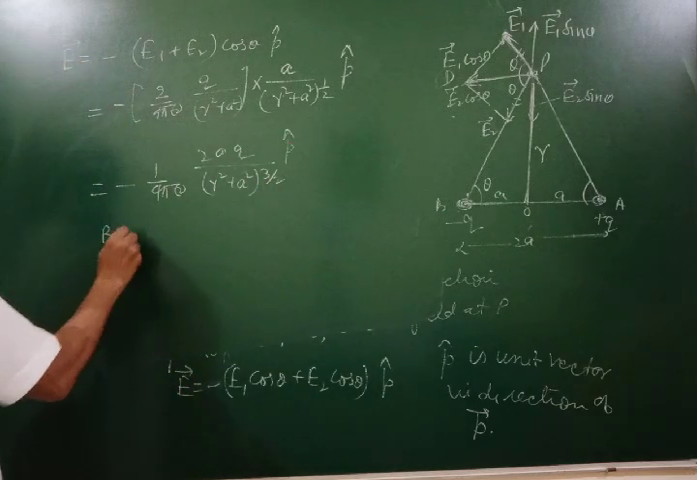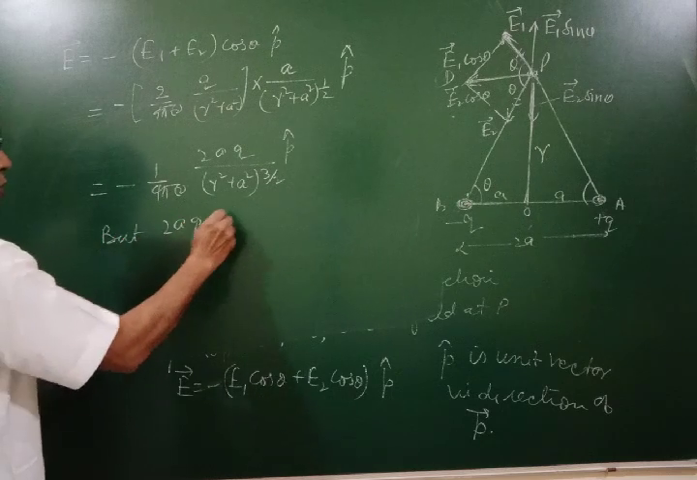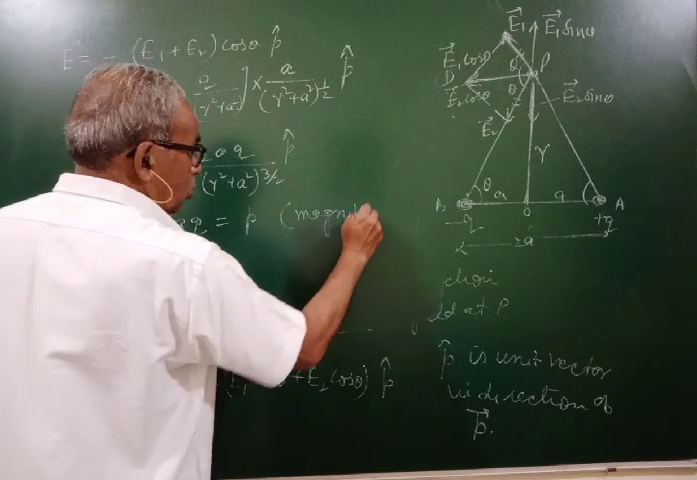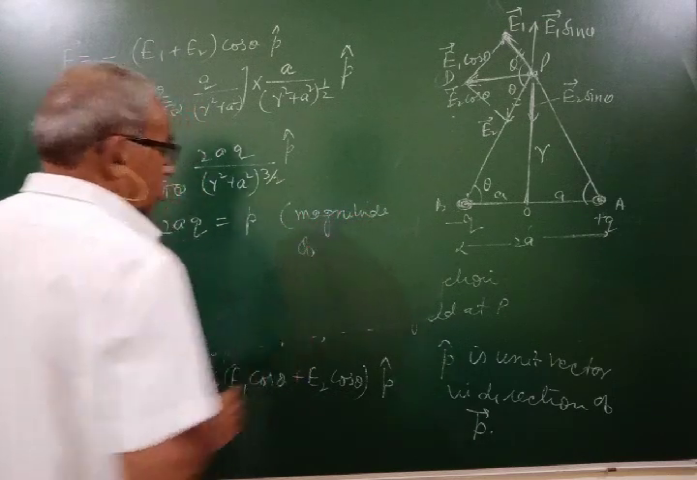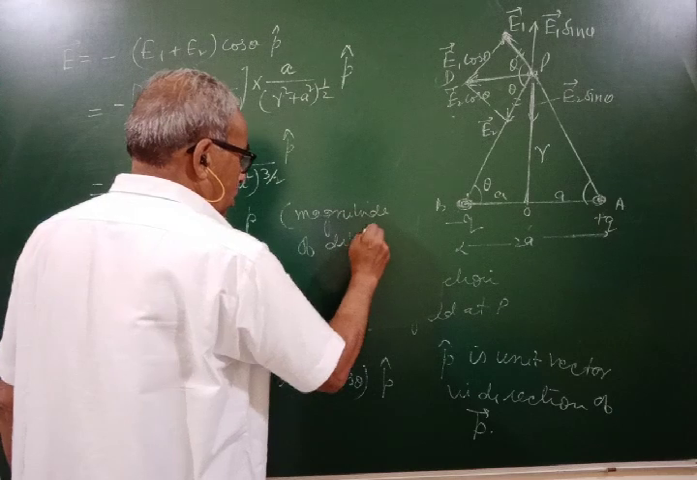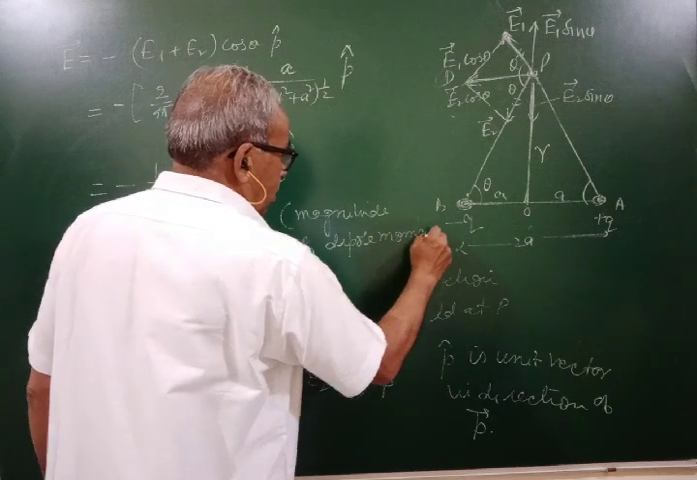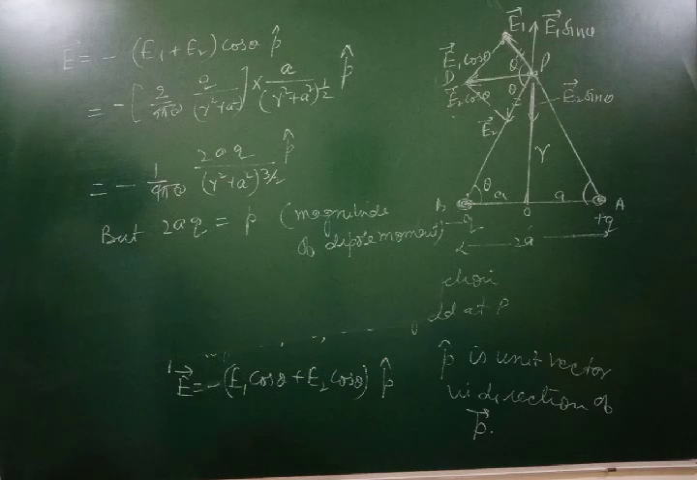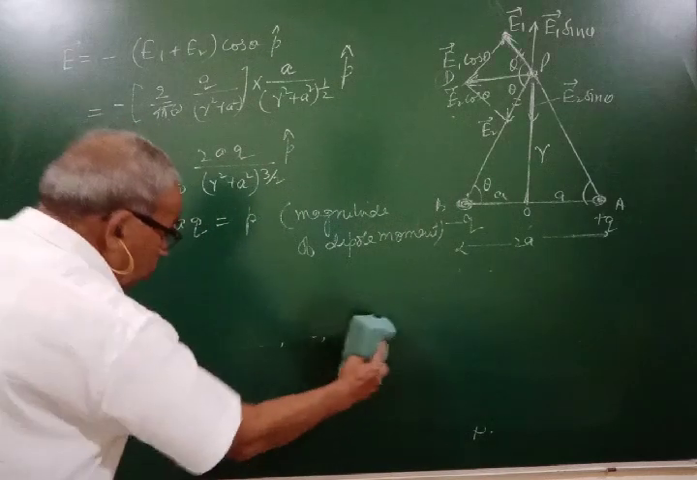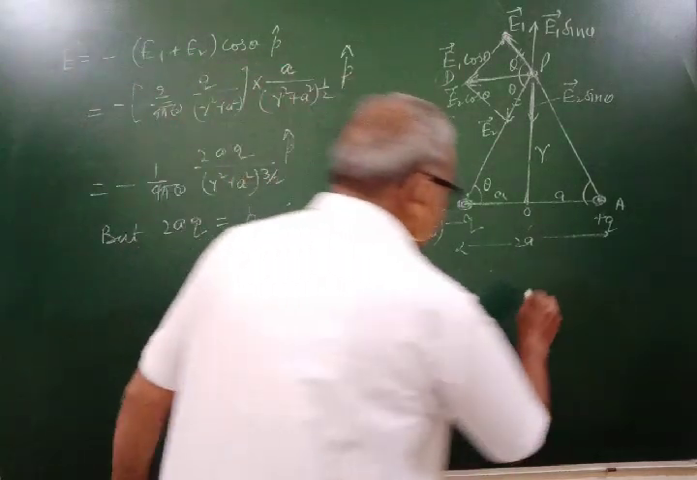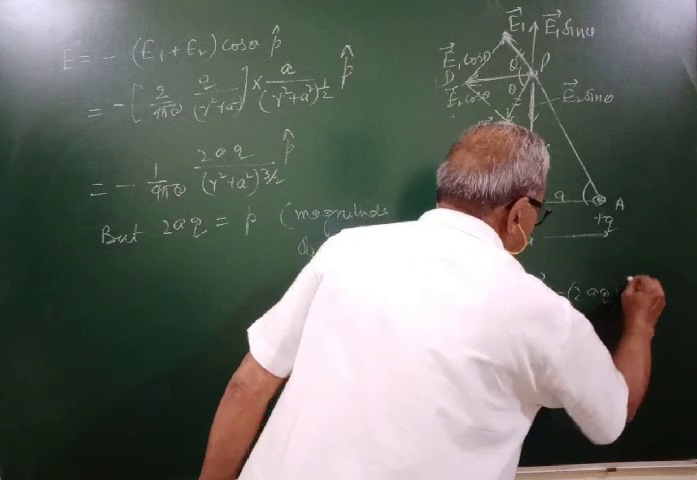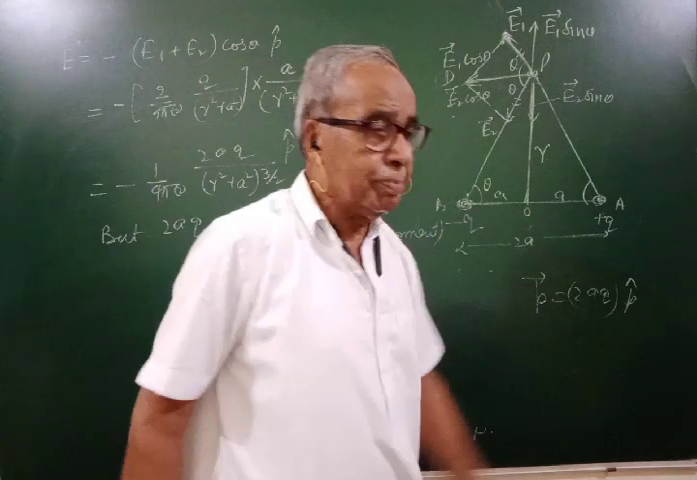But 2aq is equal to p, the magnitude of electric dipole moment. Dipole moment has now become a very common term for you. It has been used many times. So p equal to 2aq is the magnitude, and if you write vector P, that will be 2aq into p cap. P cap points from negative to positive.